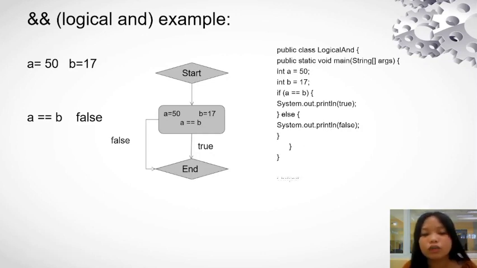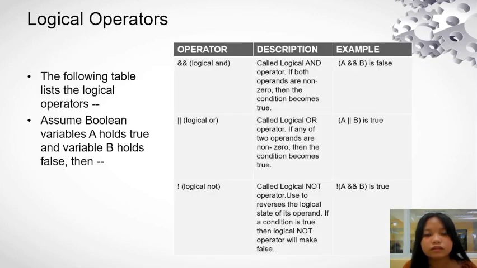So let's see what the output is. It's false because A is not equal to B. So let's proceed to logical OR. This is the symbol of logical OR, as you can see here, called the logical OR operator. If any of the two operands are non-zero, then the condition becomes true. So A or B is true.